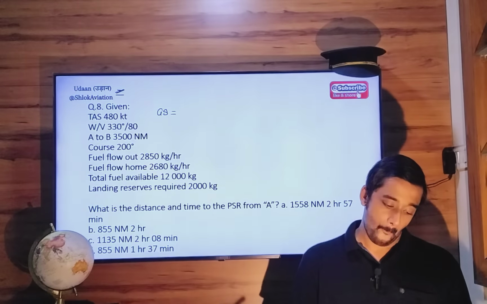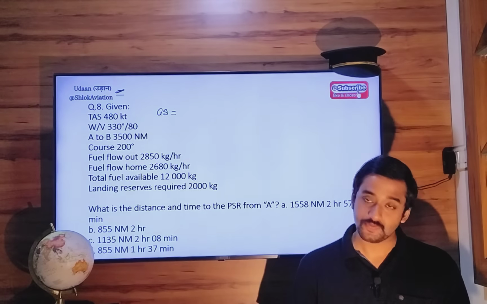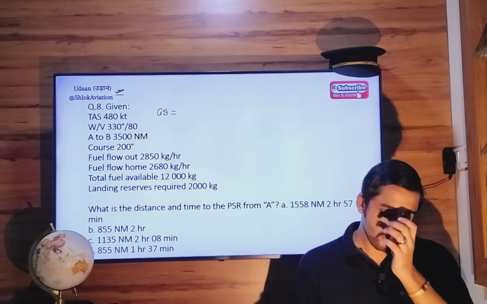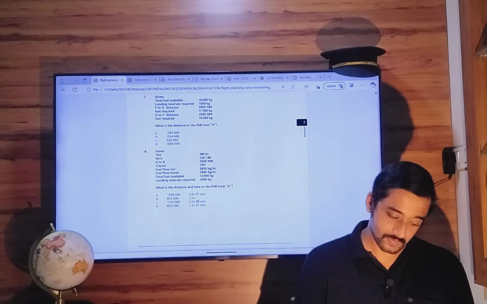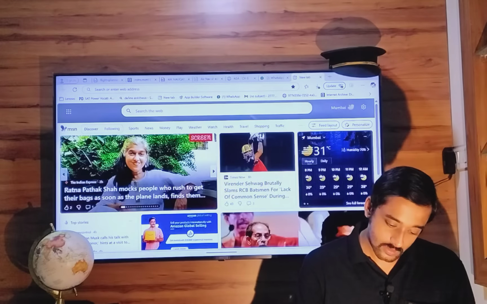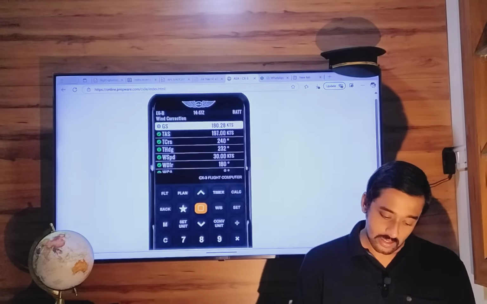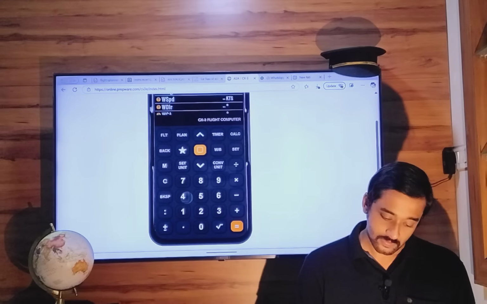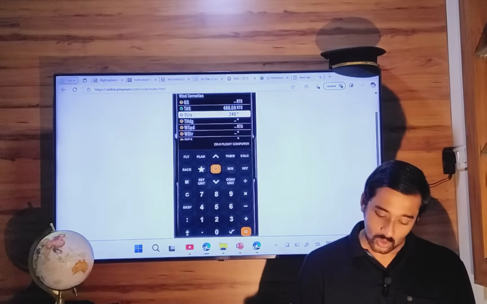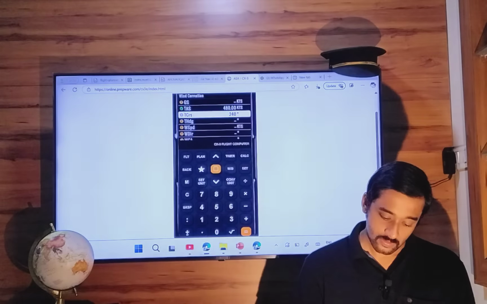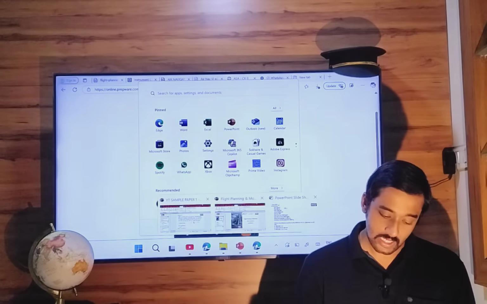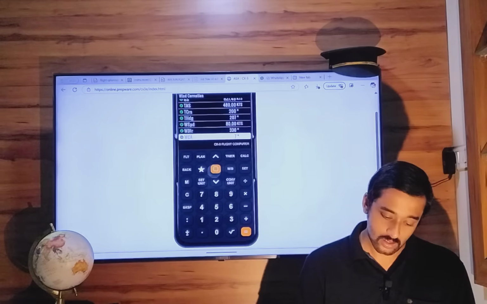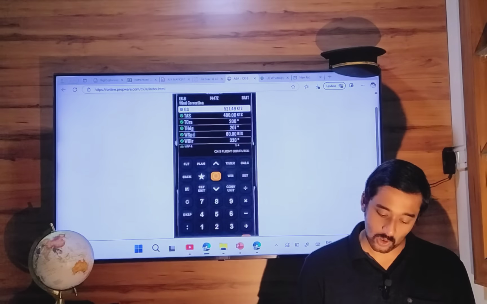What is ground speed? Ground speed is found using TAS, winds and course using CX3. So TAS is 480, course is 200, winds 330 at 80. So ground speed will be 527 knots.